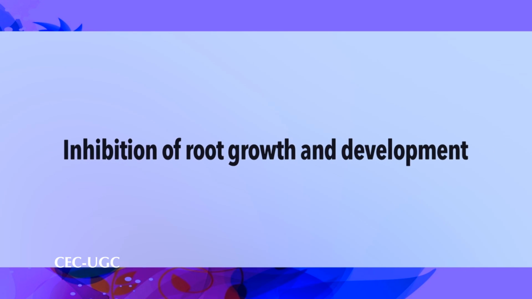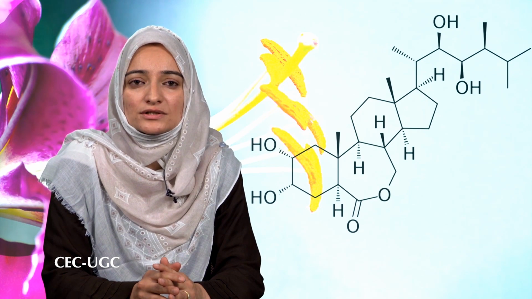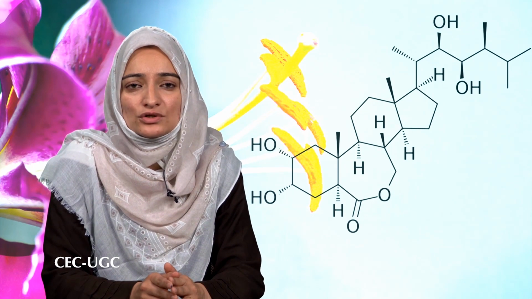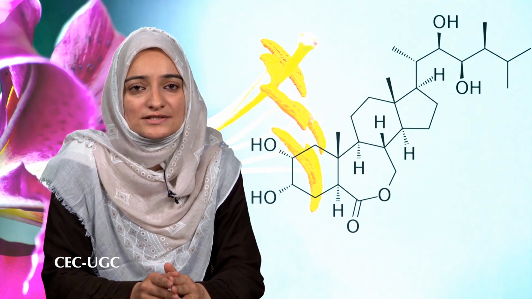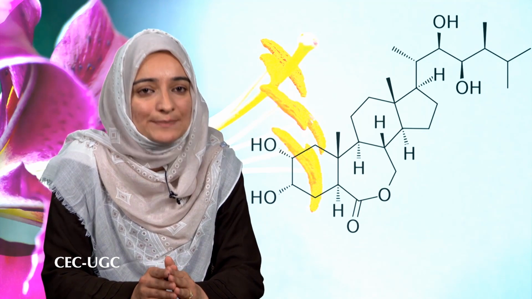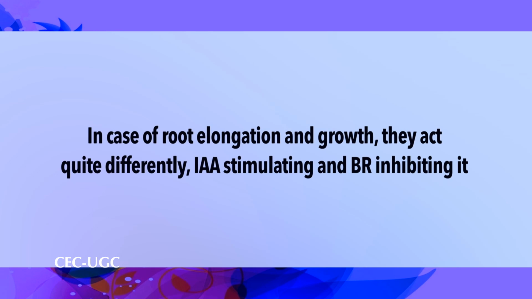Now, second is inhibition of root growth and development. Brassinosteroids are powerful inhibitors of root growth, formation and development. Brassinosteroid and IAA effects are generally similar and a synergism between the two is typically reported. However, in case of root elongation and growth, they act quite differently. IAA is stimulating and BR inhibiting it.